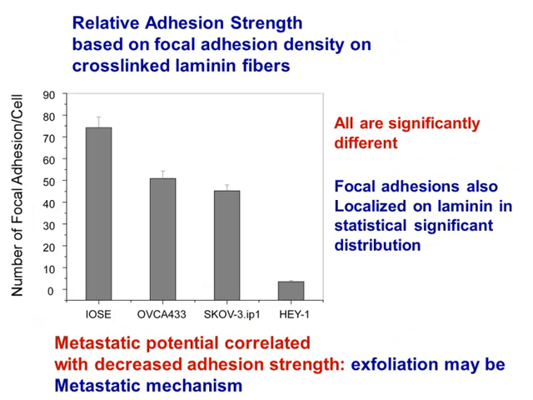We can also look at the adhesion. If we make a simple assumption that the adhesion strength is related to the focal adhesion density, we see the same thing: we get the highest adhesion for the normal cells, and then the weakest adhesion for these highly metastatic cells. These HEY cells almost don't even form punctate focal adhesions. They just have these really branched structures. At least in these three cases where we have enough data, the focal adhesions localize on laminin, statistically significantly. So metastatic potential is also correlated with decreased adhesion strength, suggesting that exfoliation is an important part of the metastatic process.